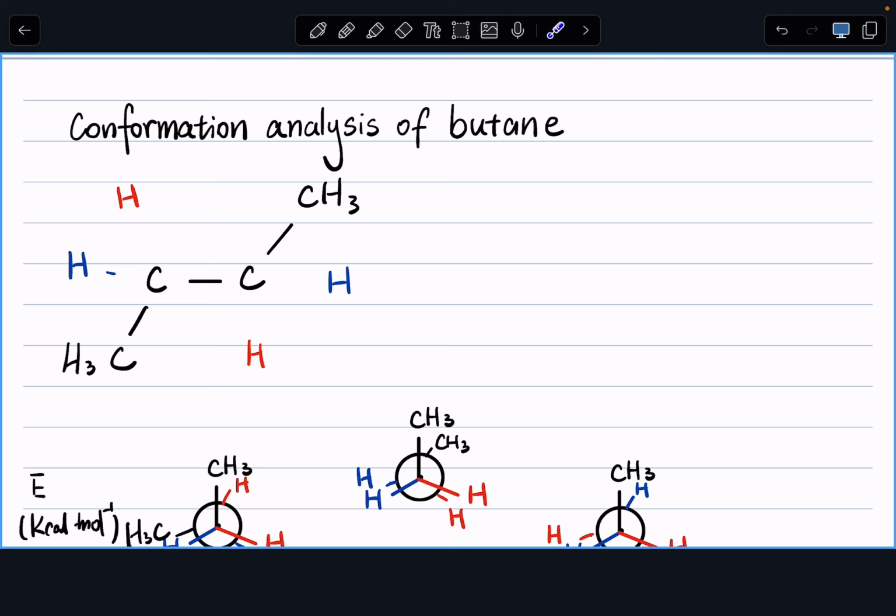And then my blue hydrogen is wedged out. My red hydrogen is dashed in. And now the other carbon, my red hydrogen is wedged out. Blue hydrogen dashed in. Okay? Now, thinking about the rotational profile for butane, we now have a much more complicated scenario because your methyl group is significantly larger compared to your hydrogen.